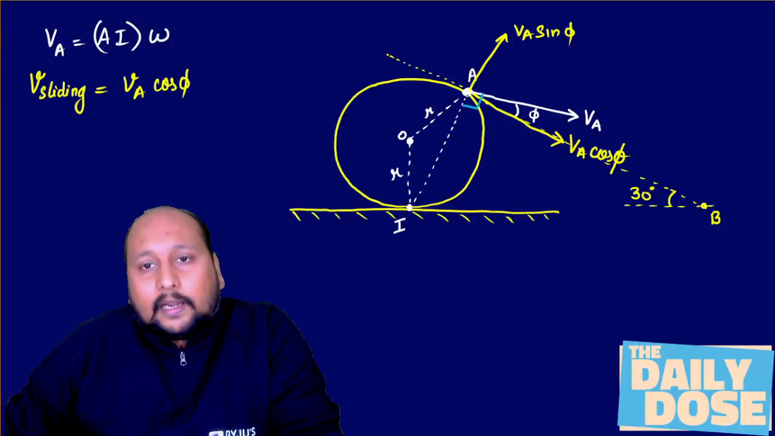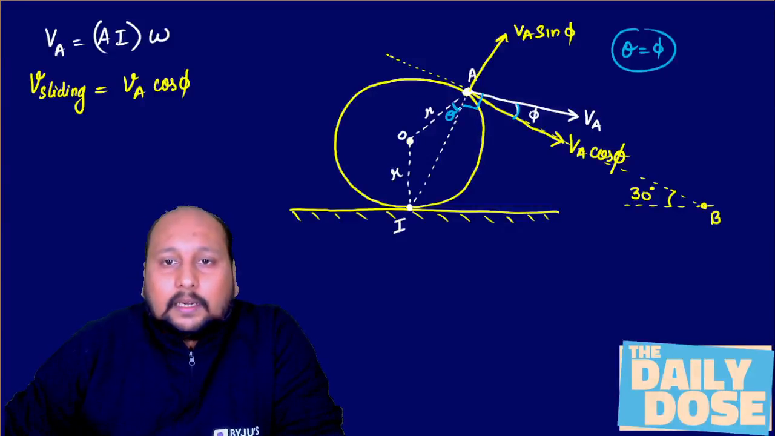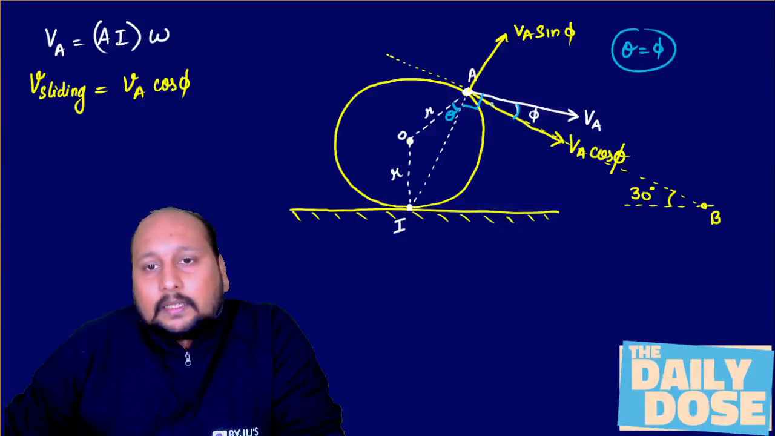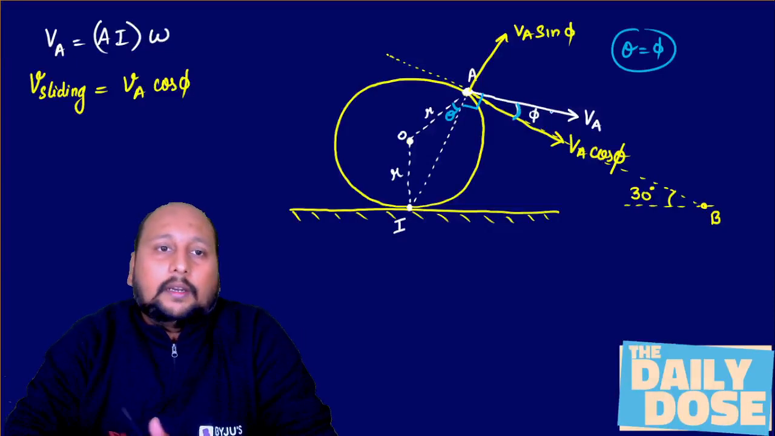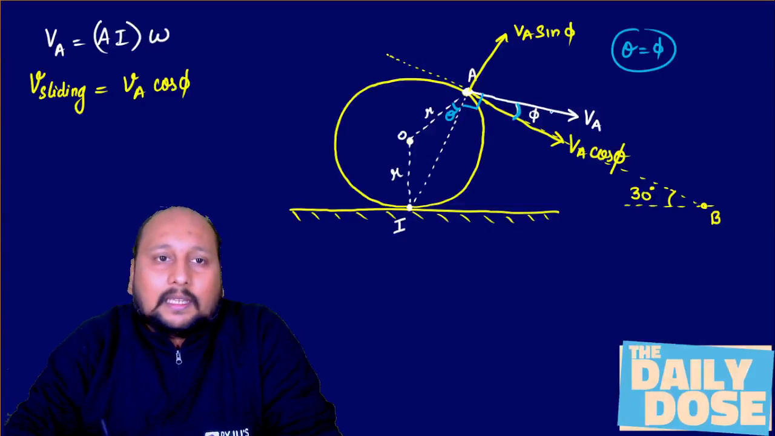And also the radius with point A, because this is tangent, this is also 90. So if I say this angle is theta, then this angle will also be theta, or we can say phi is equal to theta. If I'm assuming this angle is theta, then this will be 90 minus theta, and this will again be theta. So ultimately we can say theta and phi are equal.